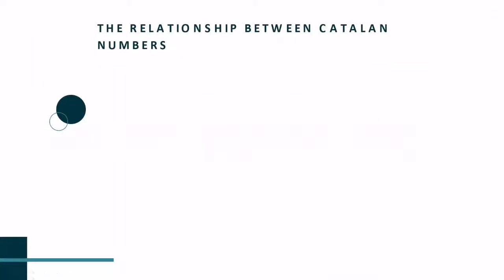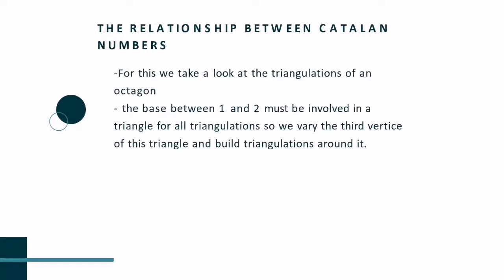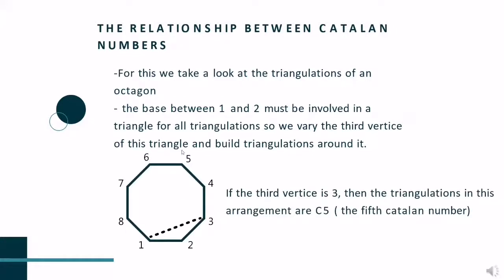So how does this help us in creating the generating function? For this, we look at the octagon case. Now, what we do is we number the sides of the octagon and we fix 2 vertices. And the base between the 2 vertices is fixed. And we know that base must be part of at least one triangle in any triangulation. So using that, we start building triangles, right? The triangle that we will always consider will have 1 and 2 as 2 of its vertices.